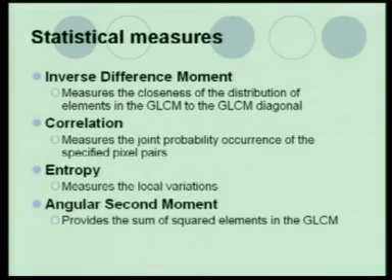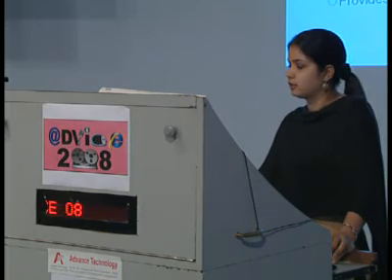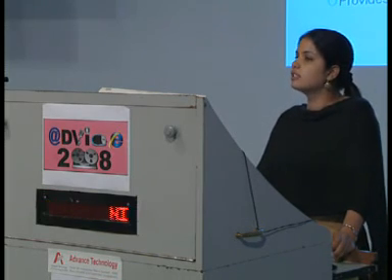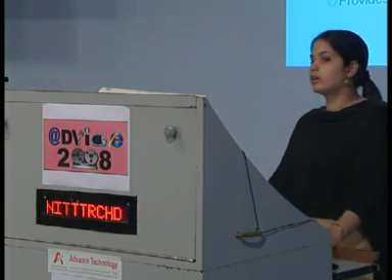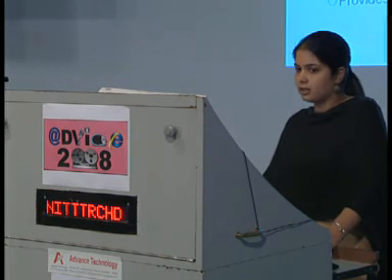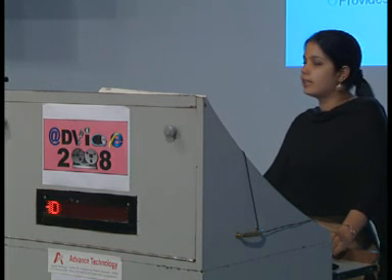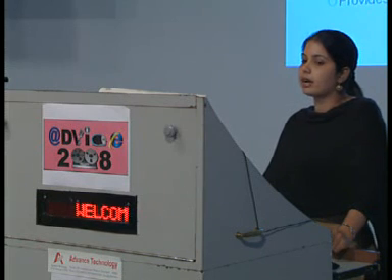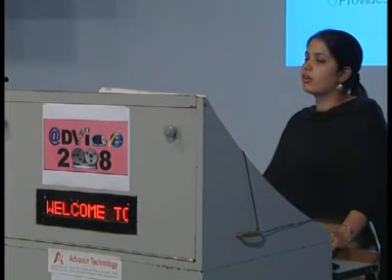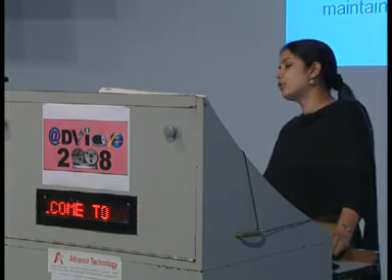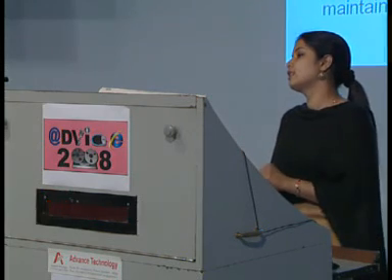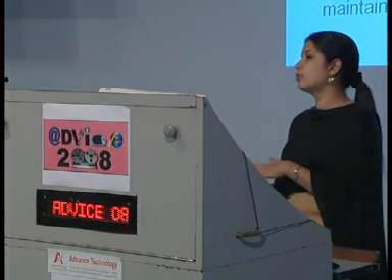The 4 statistical features extracted from the image were: inverse difference momentum, which is the measure of closeness of the distribution of elements of the GLCM to the GLCM diagonal; then correlation, which is the measurement of the joint probability occurrence of the specified pixel pair; entropy, which measures the local variation; and angular second momentum, which provides the sum of squared elements of the GLCM. The inputs obtained from this textural information are given as an input to the fast neural network.